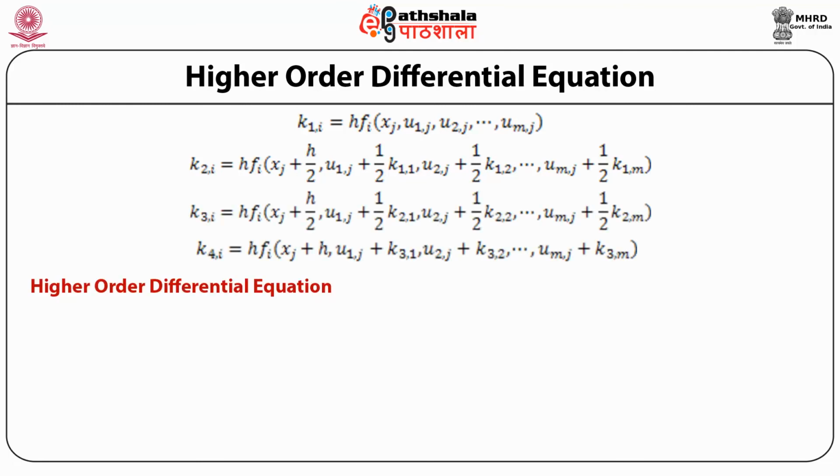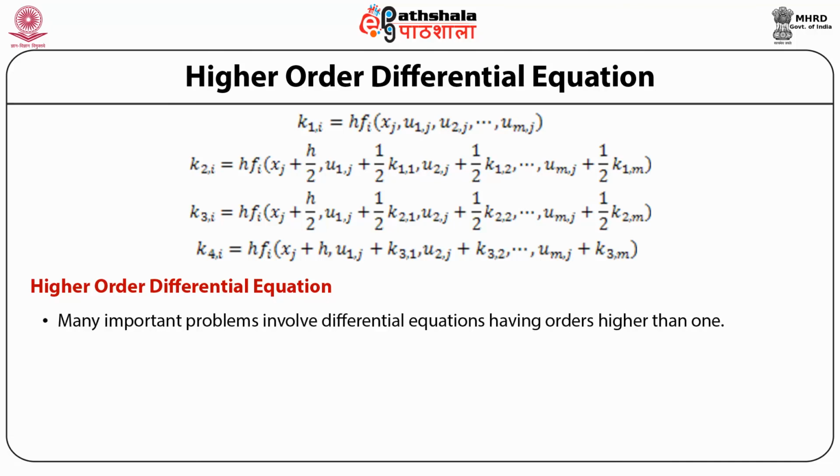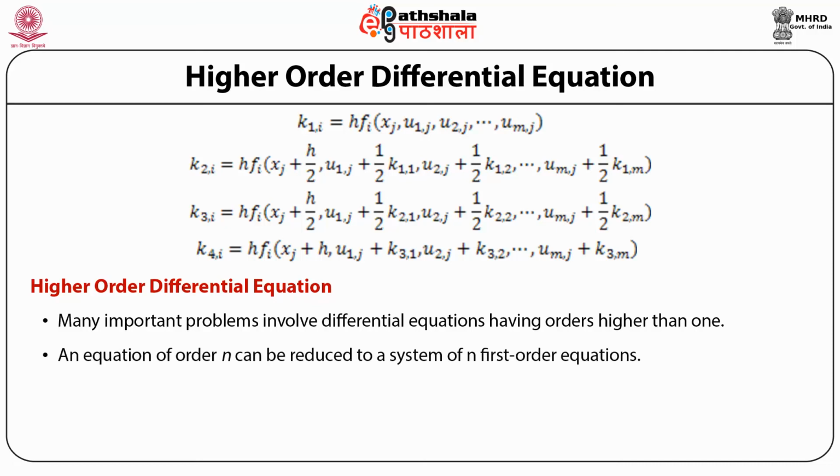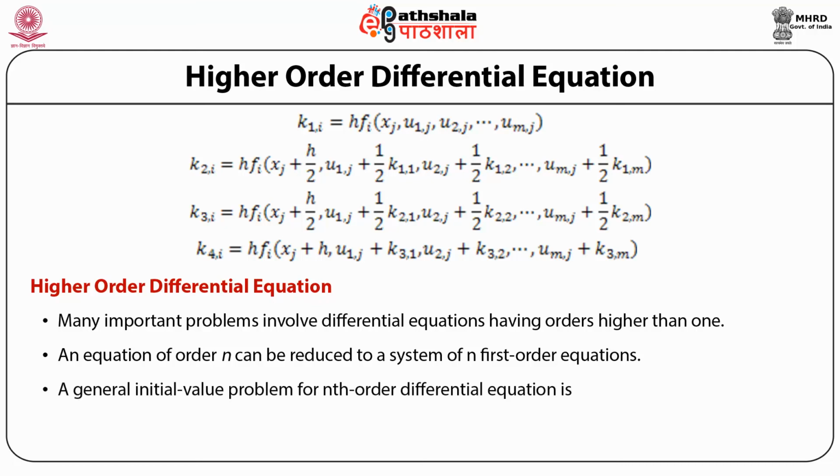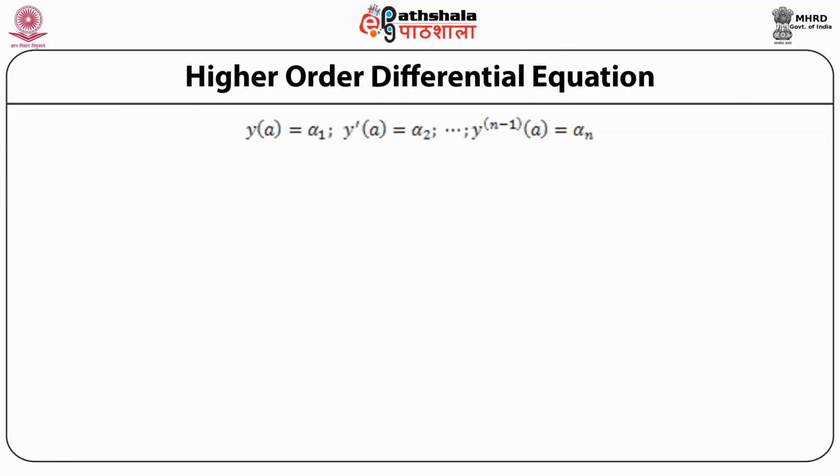In higher order differential equations, many important problems involve differential equations having orders higher than 1. An equation of order n can be reduced to a system of n first order equations. A general initial value problem for an nth order differential equation is y to the power n of x is equal to f(x, y, y prime and so on till y to the power n minus 1), where x lies between a and b. y at x equals a is equal to alpha 1, y prime of a is equal to alpha 2, and so on, y to the power n minus 1 of a is alpha n.